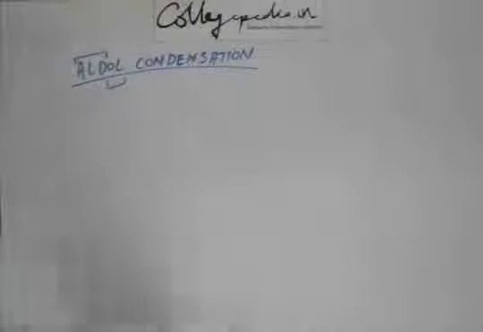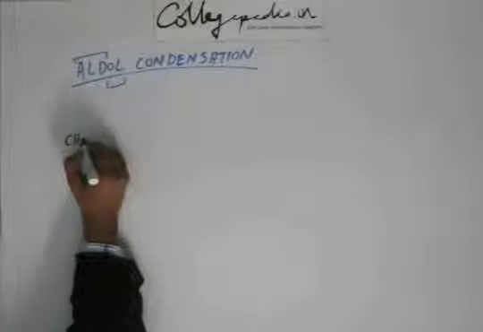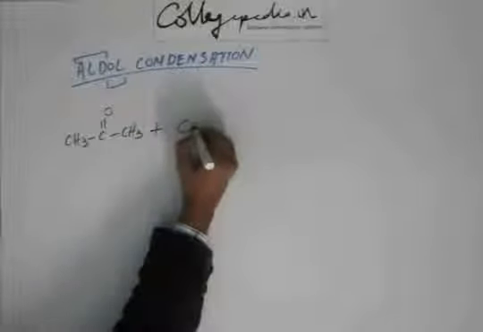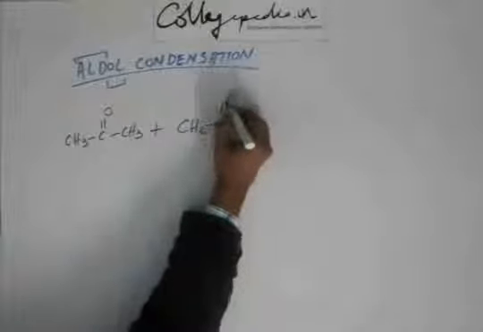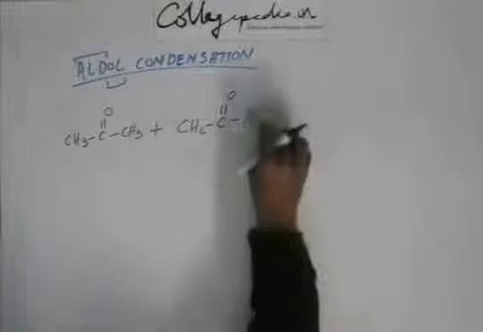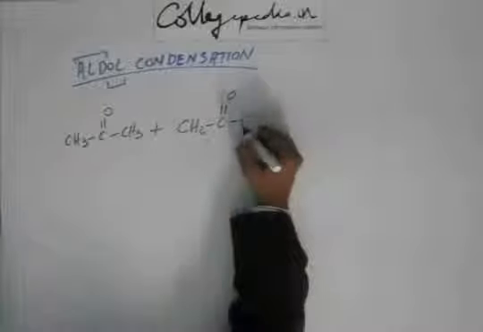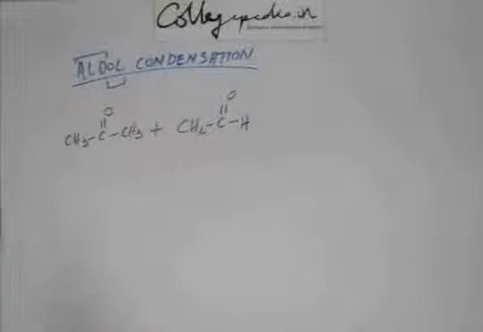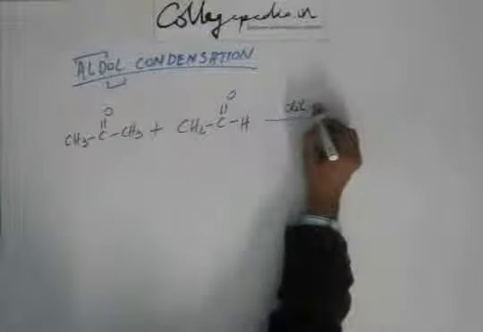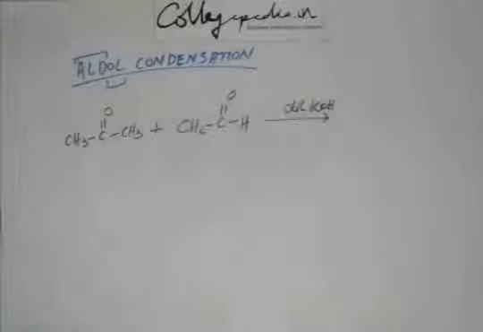Now there is a possibility that you have two kinds of carbonyl compound present in the system. Suppose you have both acetone and ethanaldehyde, or you have acetone and acetaldehyde, or you have propanone and ethanal. And now if you're adding dilute KOH, then you can do various kinds of reactions on this.